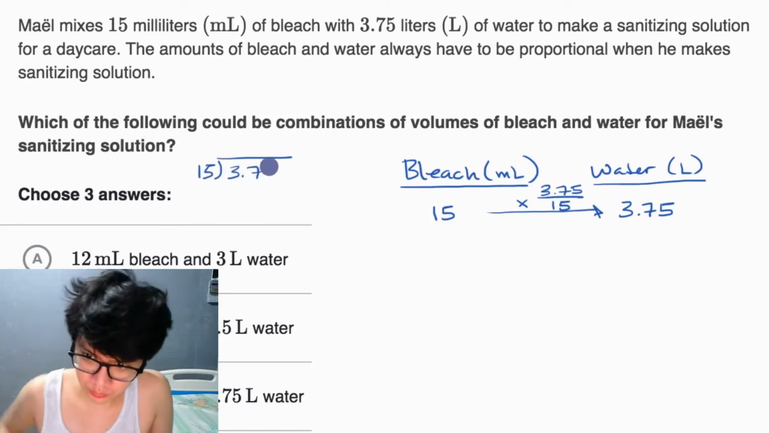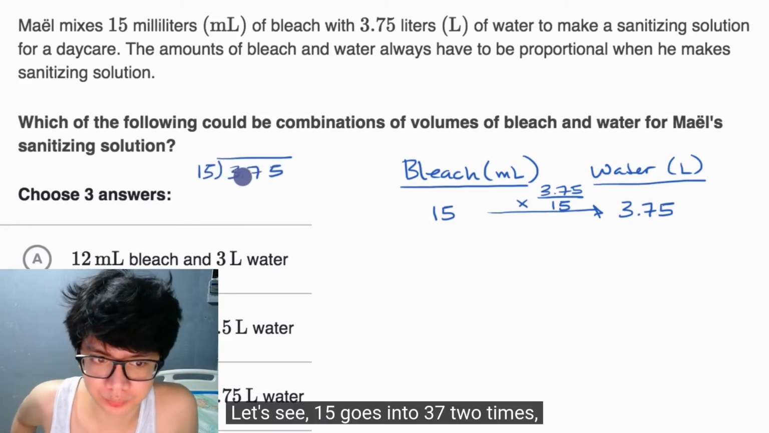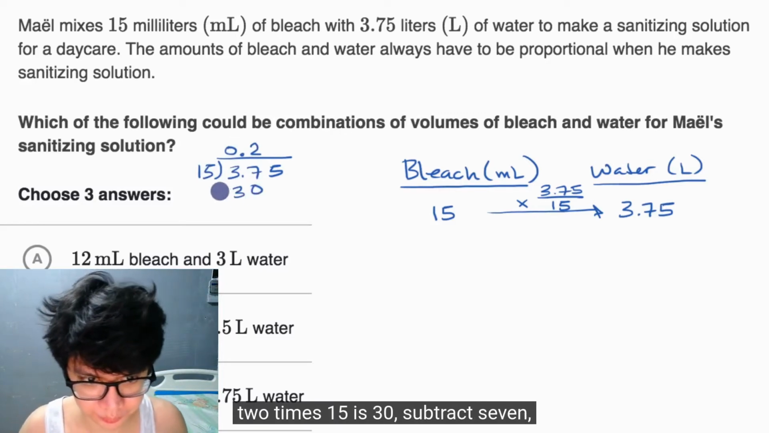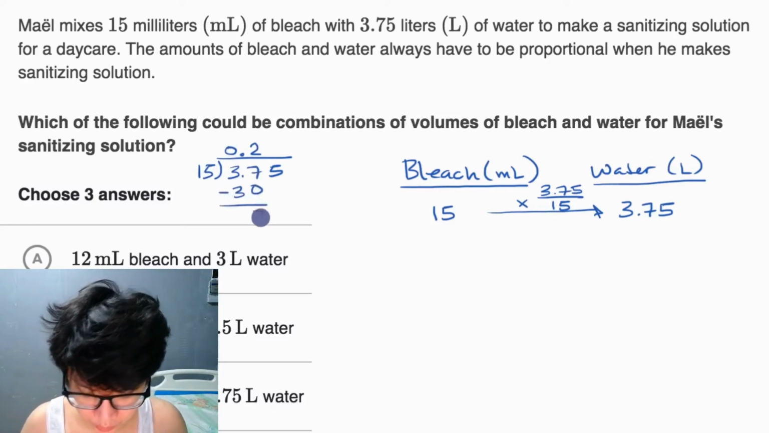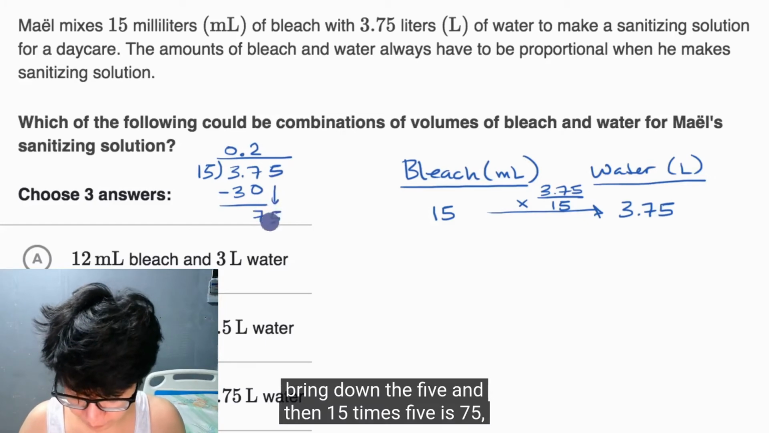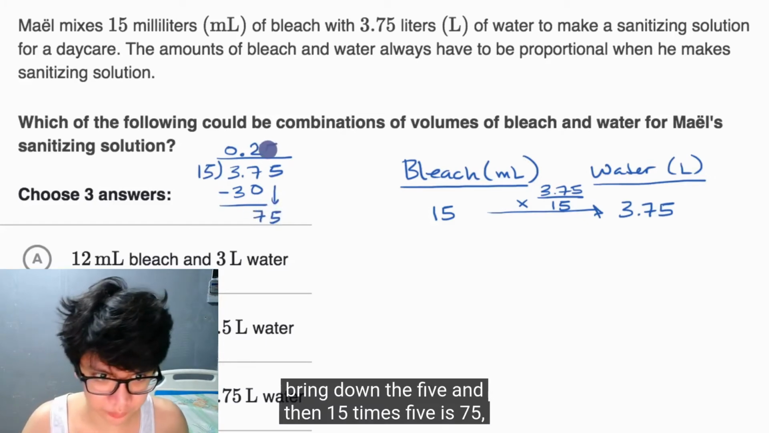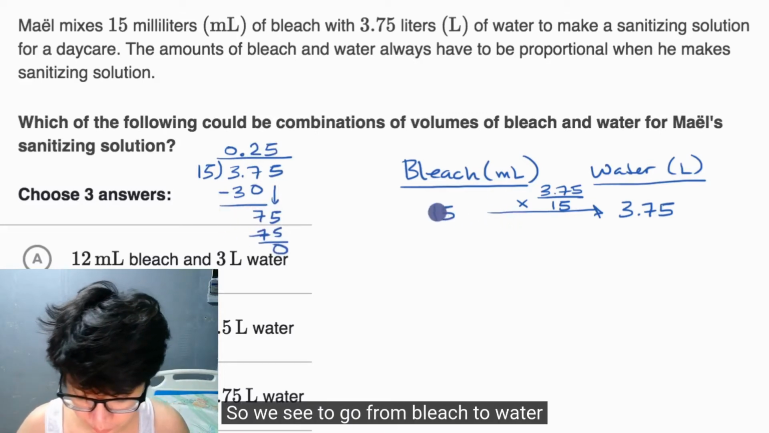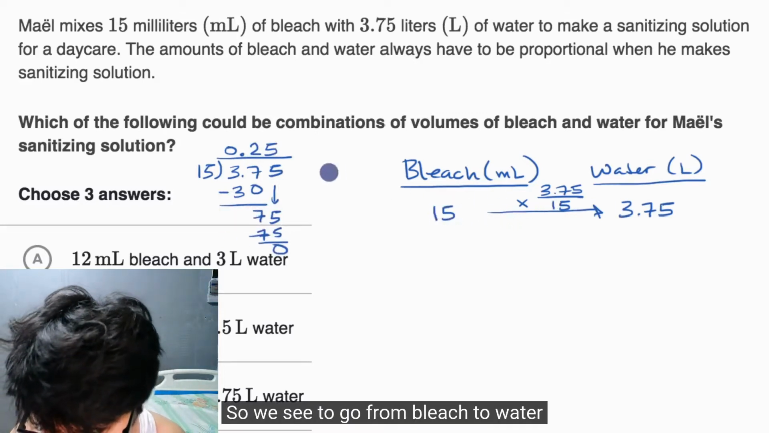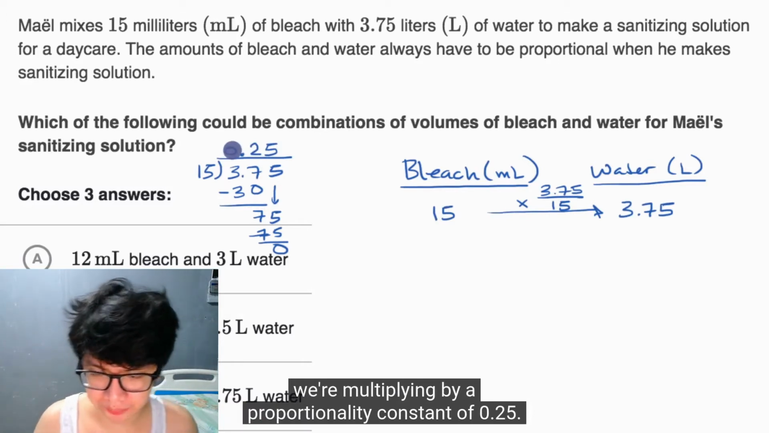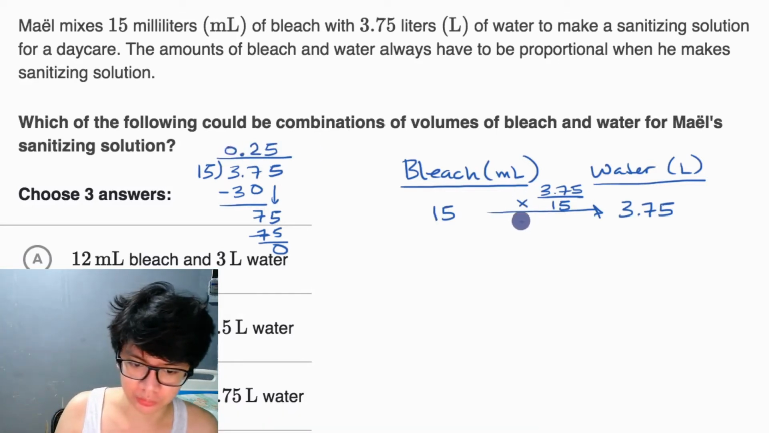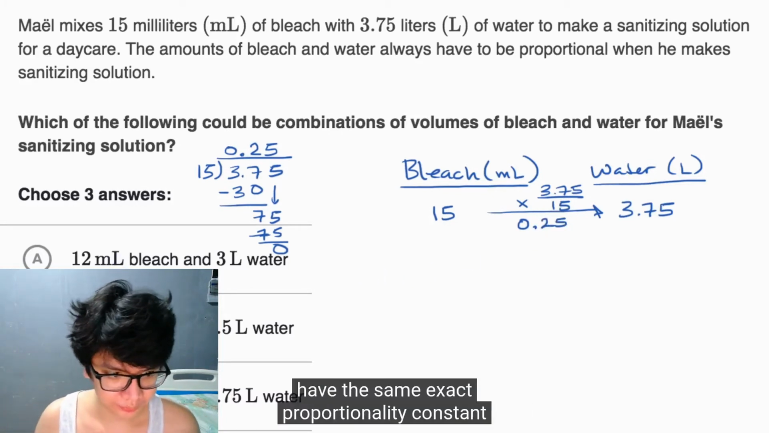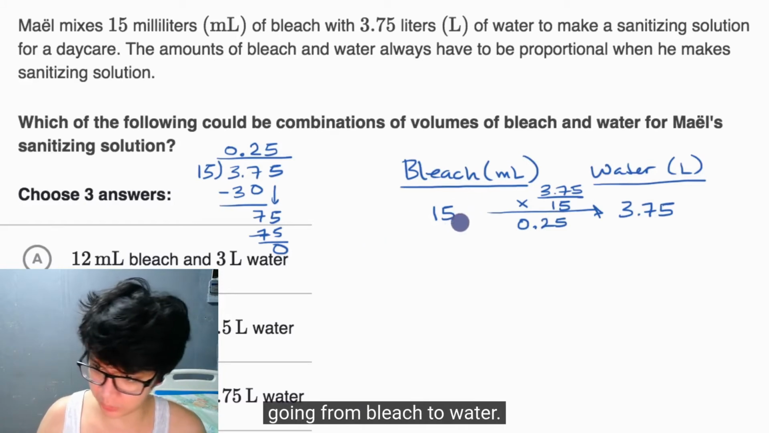15 goes into 37 2 times. 2 times 15 is 30. Subtract, 7. Bring down the 5. And then 15 times 5 is 75. It all works out. So we see to go from bleach to water, we're multiplying by a proportionality constant of 0.25, or 1/4. So we have to see which of these have the same exact proportionality constant going from bleach to water.